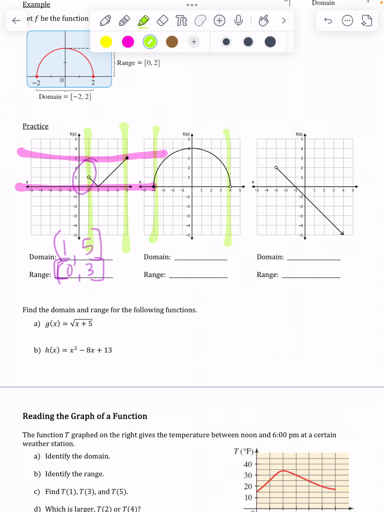So my domain here is -4 to 4, includes -4, does not include 4. My range is 0 to 4. And it includes both of those.